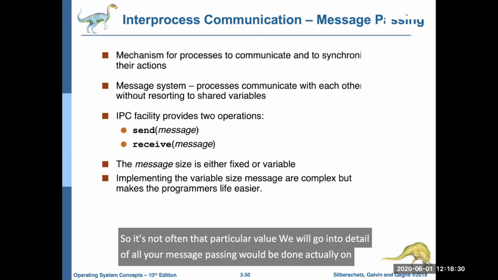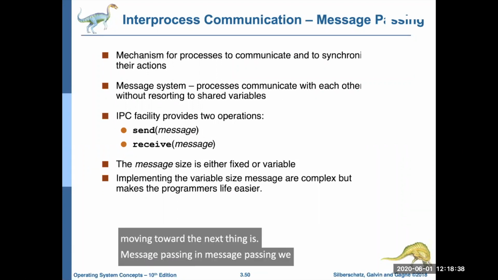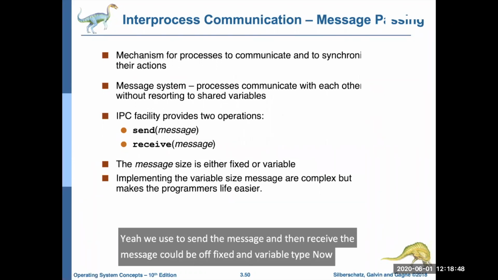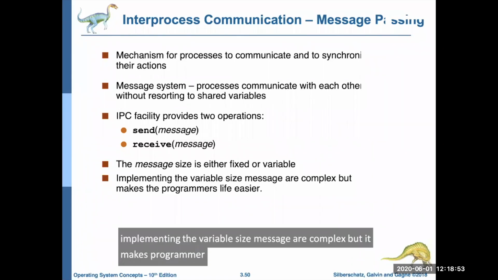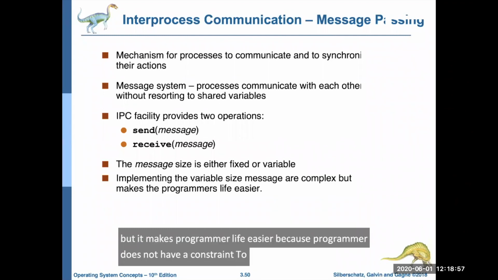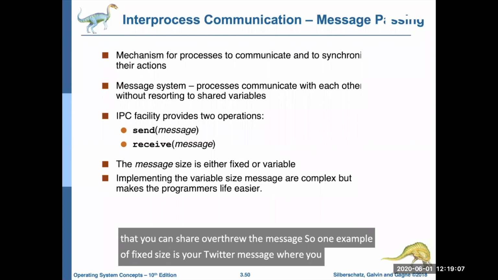Moving toward the next thing, which is message passing. In message passing, we use send to send the message and receive to receive the message. The message could be of fixed and variable type. Implementing variable size messages is complex, but it makes a programmer's life easier, because a programmer does not have a constraint to fix the amount of information that it can share through the message. One example of fixed size is your Twitter message, where you can send only a certain number of characters.